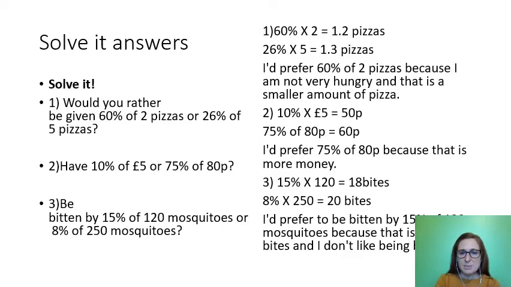Then with our money, 10% of £5 is 50p, 75% of 80p is 60p. I'd prefer 75% of 80p because that's more money. And unless you've got a good reason to want less money, you would have chosen that one too. Then with our mosquito bites, 15% of 120 is 18 bites and 8% of 250 is 20 bites. I'd prefer to be bitten by 15% of 120 mosquitoes because that's the smaller amount of bites and I don't like being bitten and I can't think why you'd want to be bitten.